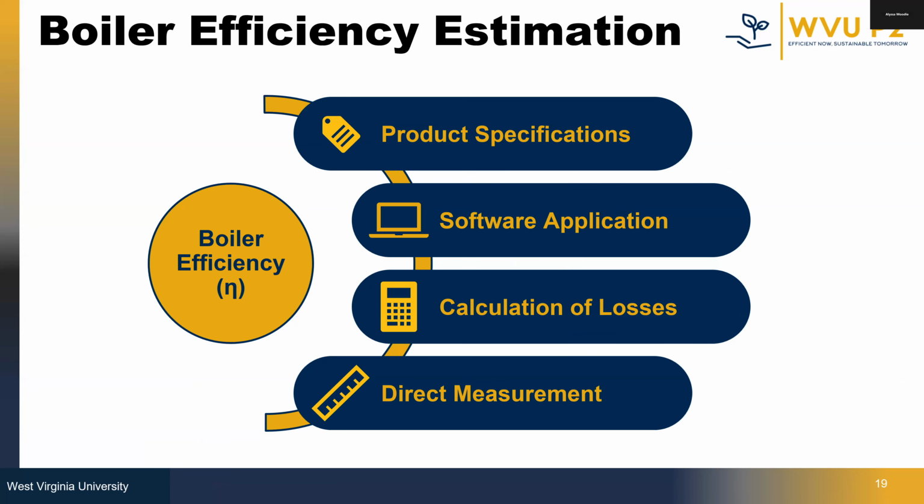So how do we determine boiler efficiency? There are several approaches that we can take, and they generally represent a trade-off between complexity and accuracy. So we can use product specifications. We can use software applications. We can calculate the losses and sum them up, or we can take direct measurements. So let's discuss each of these in a little more detail.